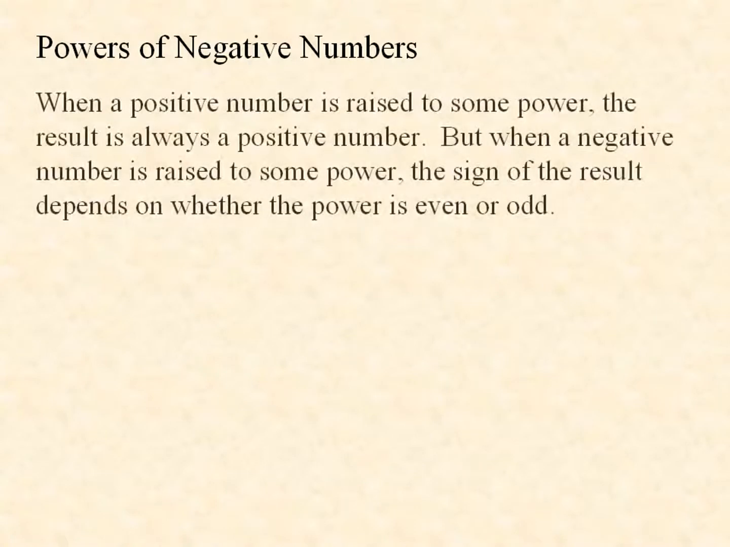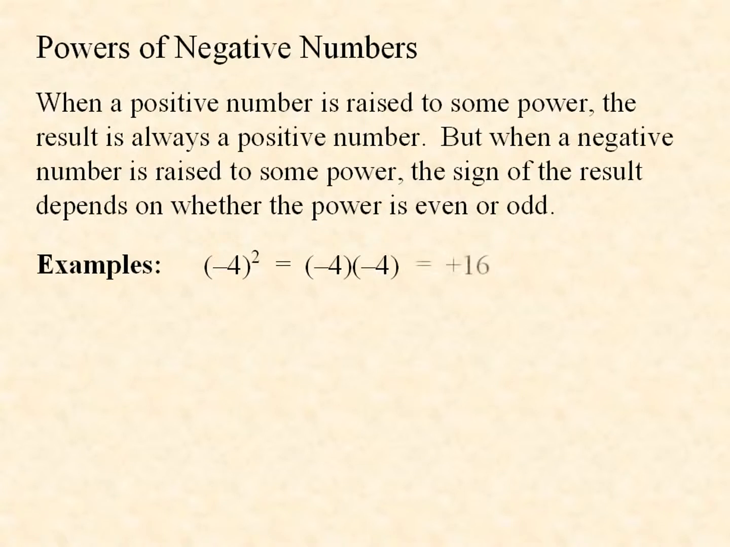Now let's look at powers of negative numbers. When a positive number is raised to some power, the result is always a positive number. But when a negative number is raised to some power, the sign of the result depends on whether the power is even or odd. For example, negative 4 squared is negative 4 times negative 4, and two negatives give us a positive, so that's positive 16.